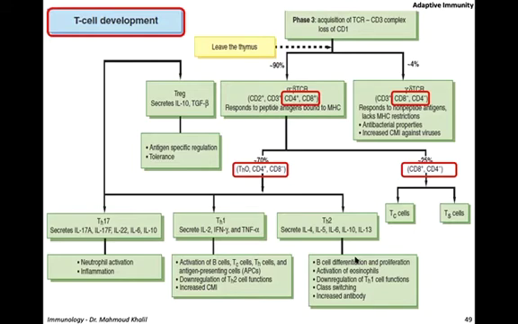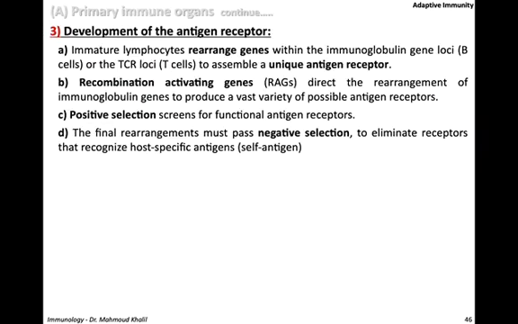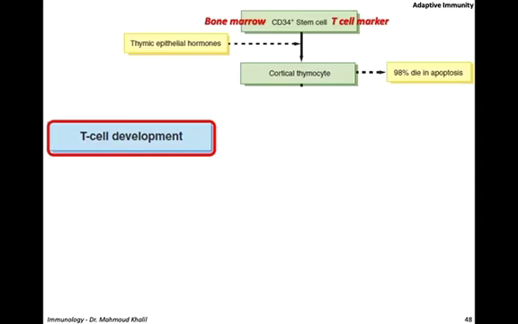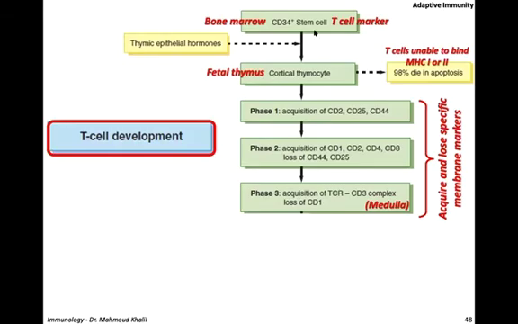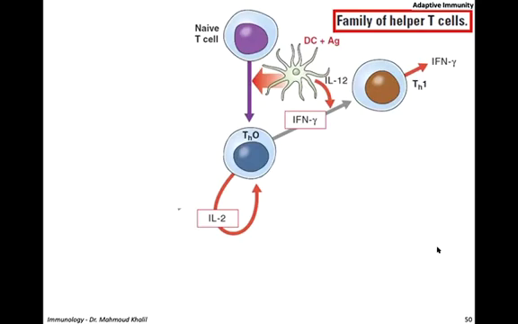So in these two figures, we have seen the T cell development and the B cell development originally. So we can see here the different types of T cells that can be differentiated from the T helper 0 under the influence of different cytokines. And actually collectively, they are called the family of helper T cells. So you can understand that there are a lot of different types of T helper cells.